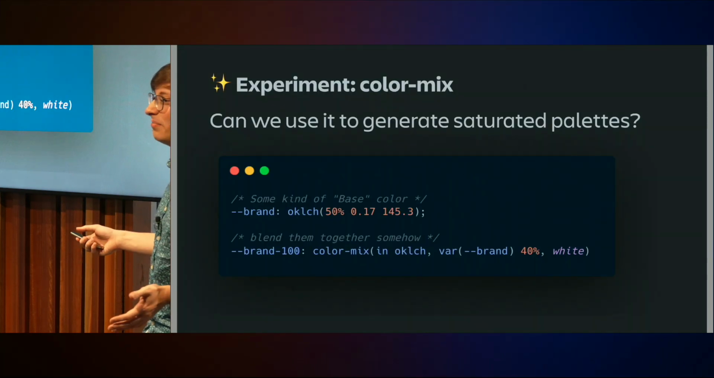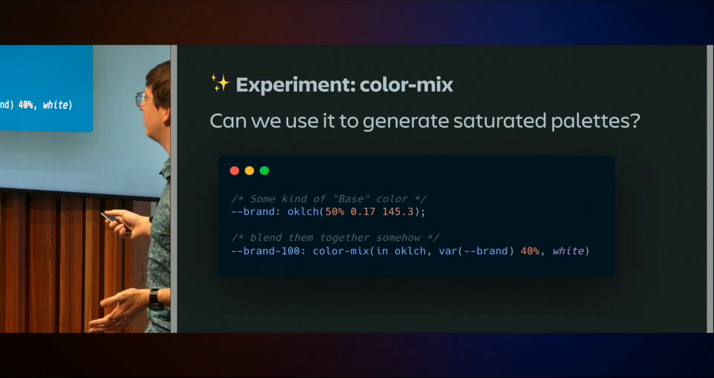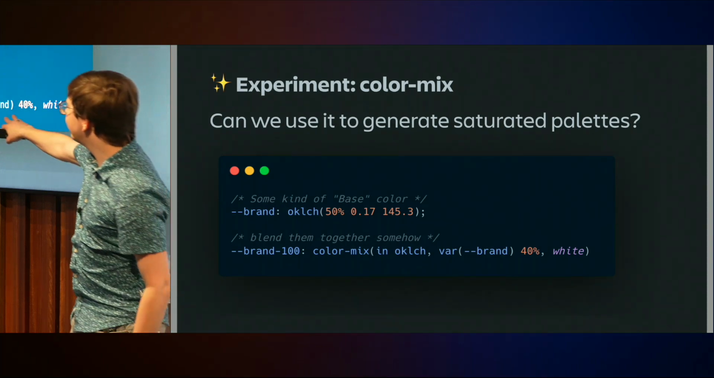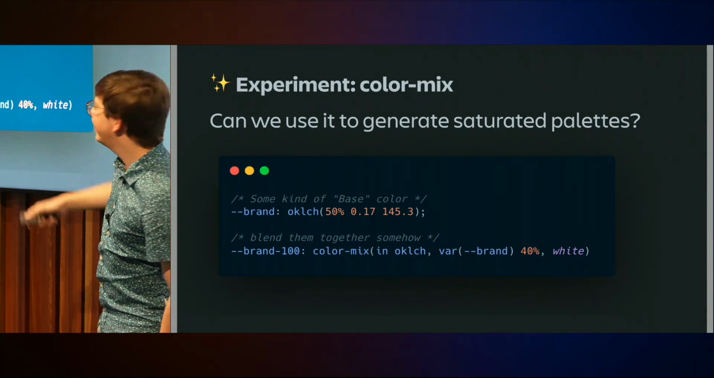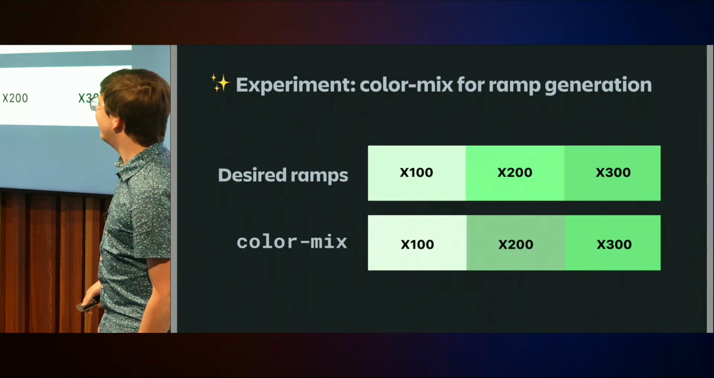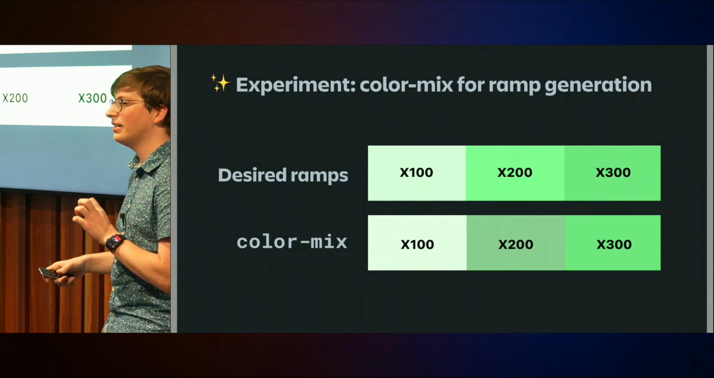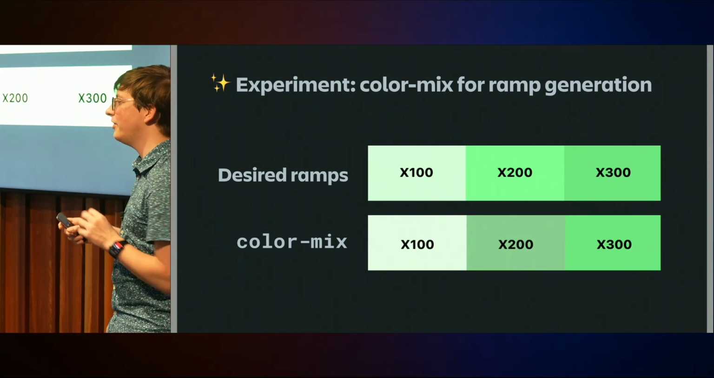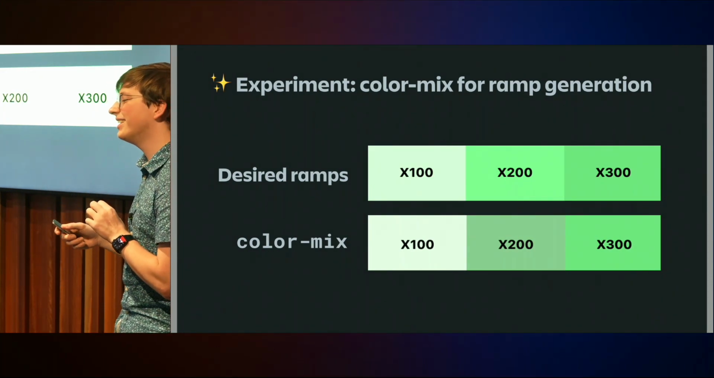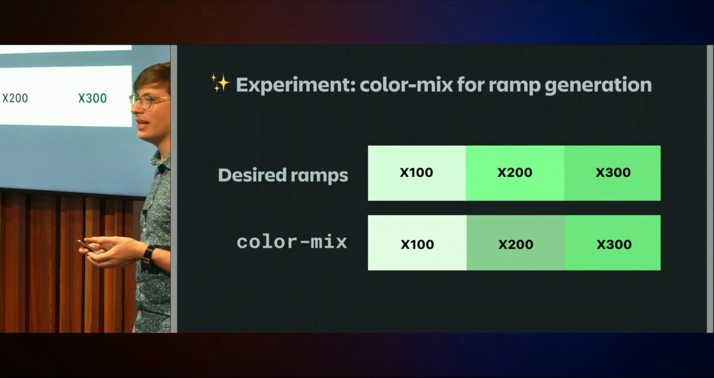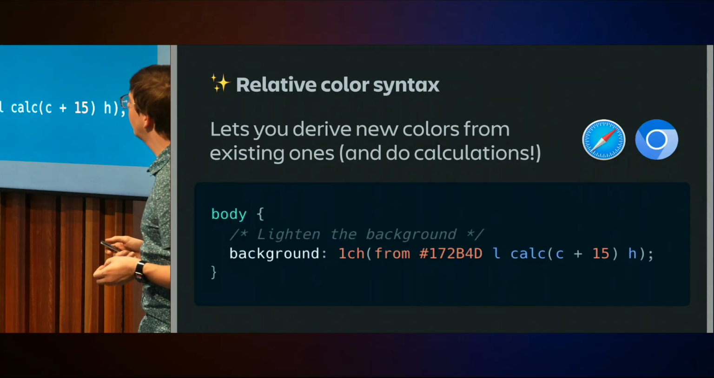Here's an experiment. Could we generate the saturated palettes I was talking about with color-mix? Could we get a brand color and make a lighter version by mixing it with white? Kind of. It wasn't quite perfect when I tried it. You ended up with things getting desaturated because you're blending with a color. You kind of blend out all the color. But I'll get into a more exciting way of managing this in a sec.